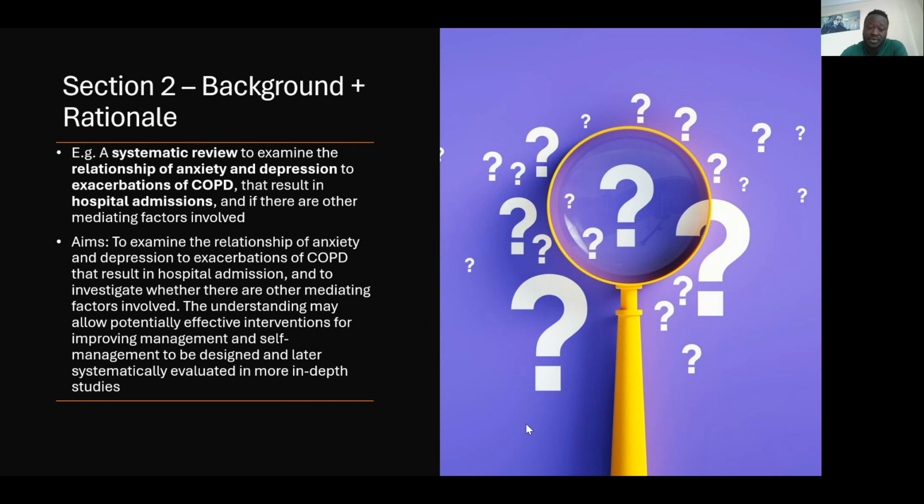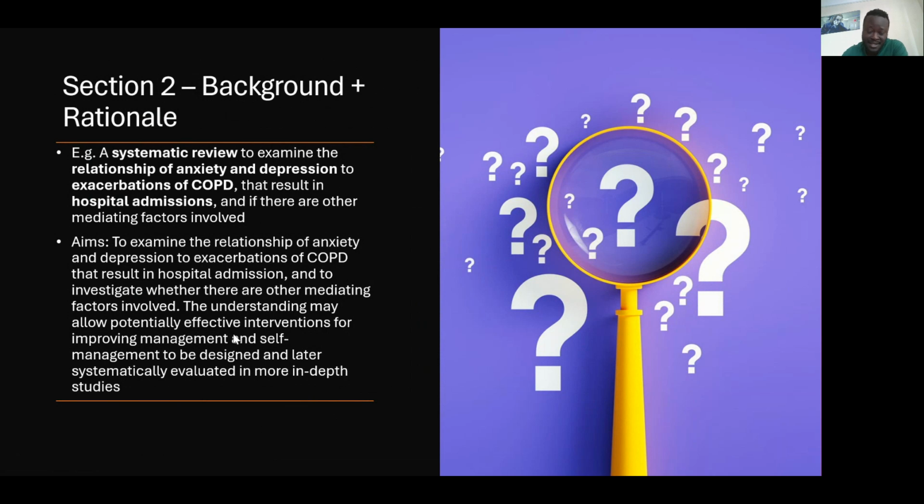Now, the aim that you would write for a research question like this would essentially be the research question and then adding what you're also doing. So in this case, it would be that you have an understanding that may allow potentially effective interventions for improving management and self-management to be designed and later systematically evaluated in more in-depth studies. So this is essentially the research question again, and then explaining why.